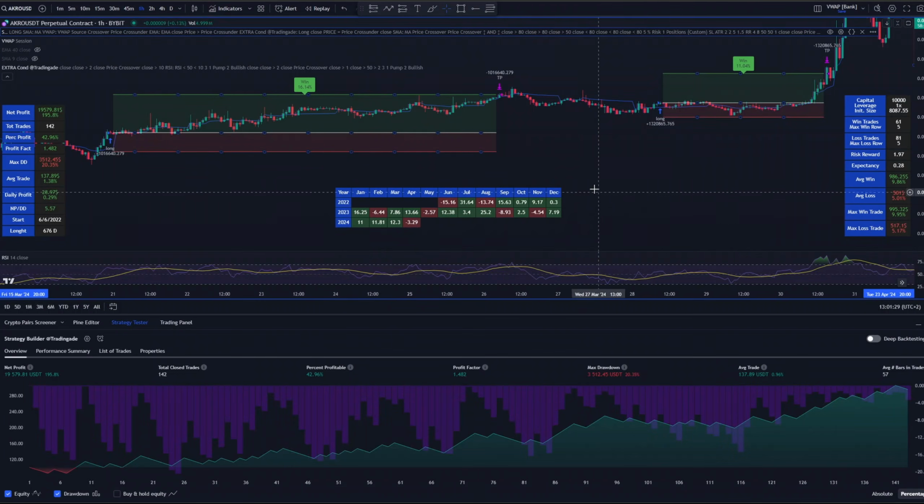As you can see from the monthly table, we have different losing months, but overall it's not bad. We have 1x leverage, so basically there are not all these crazy profits because we are going only with 1x leverage, but overall the equity seems really interesting.